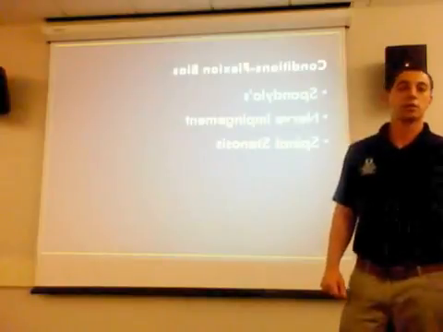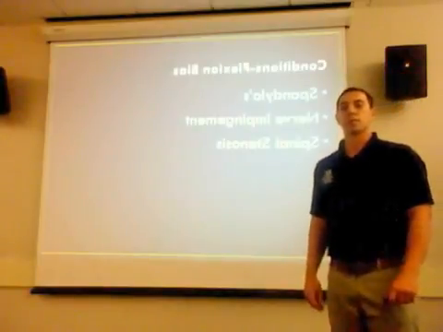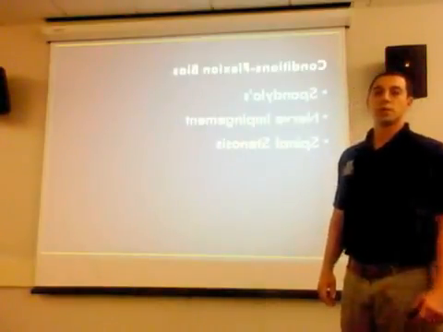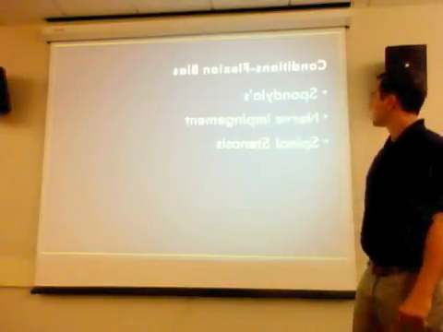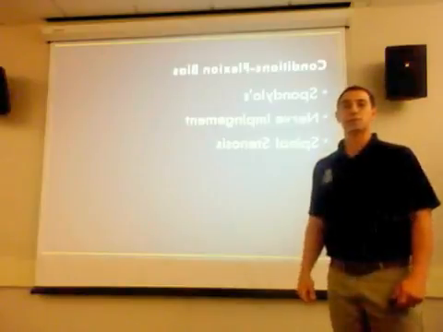So the first of those four categories we're going to talk about today is a flexion bias. There's some conditions that are common that we're going to talk about and address in our seminar. And those are spondylosis, nerve impingement, and spinal stenosis.